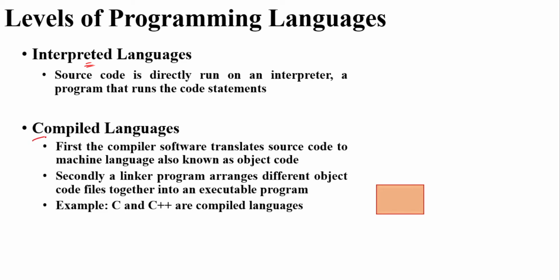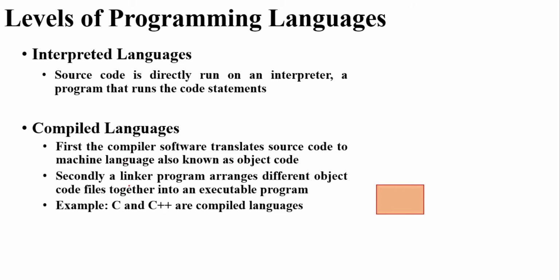Whereas compiler, or compiled languages, are those languages in which first the compiler software, any software that you use to compile the program, for example, here in this case we are using Code::Blocks, translates the user code to machine language. Machine language, when we say, is the language which is in 0, 1, 0, 1 and so on. Okay, so bits, all are represented in bits. So it is the lowest language. So the compiler translates the user code to machine language, also known as object code.